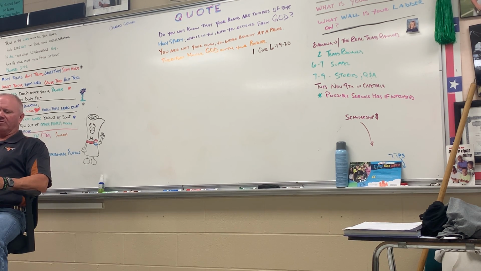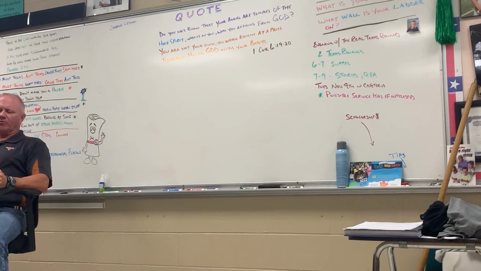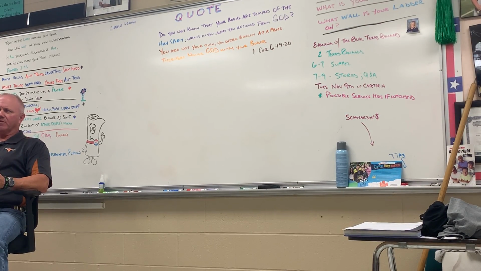A representative's term is how long? 2 years. How many senators and reps are in Congress? 535. There are 435 reps and 100 senators.